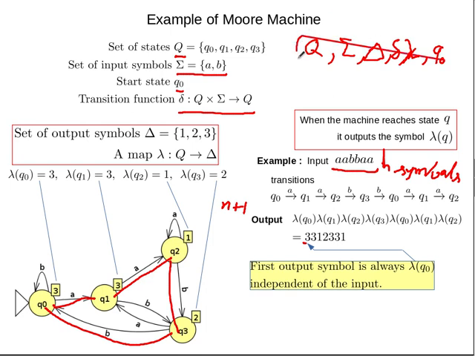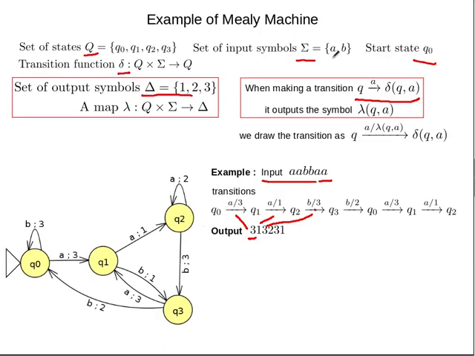So this six-tuple determines this Moore machine. And also here you can use a six-tuple. So again you have Q, you have sigma, you have delta, you have small delta, you have lambda, and you have Q0. So again this six-tuple completely defines this machine.